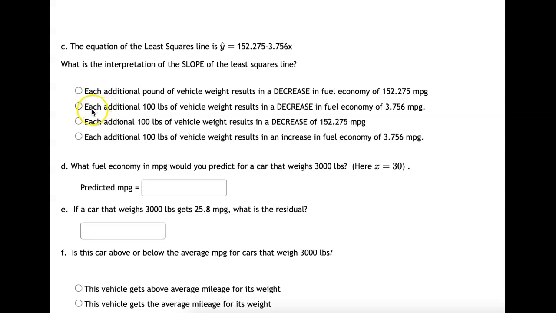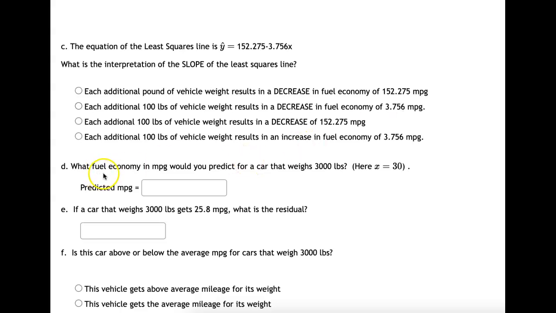But if we read what it means, it says each additional 100 pounds of vehicle weight results in a decrease in fuel economy of 3.756 miles per gallon. Especially in a question like this, knowing probably context and a little bit about adding weight and how that affects fuel economy would help you get this right, if you could at least identify the slope.